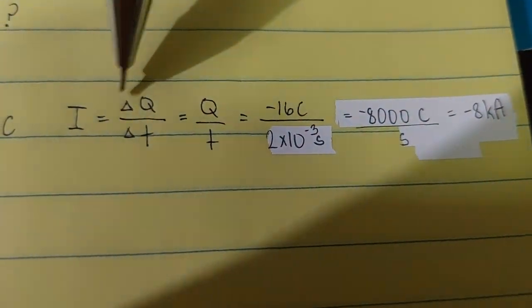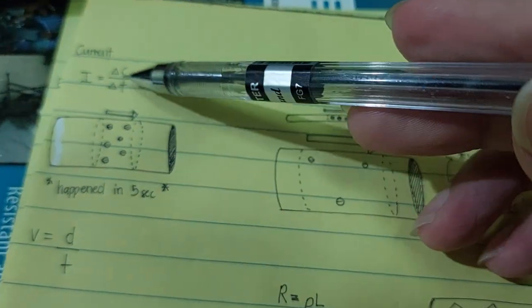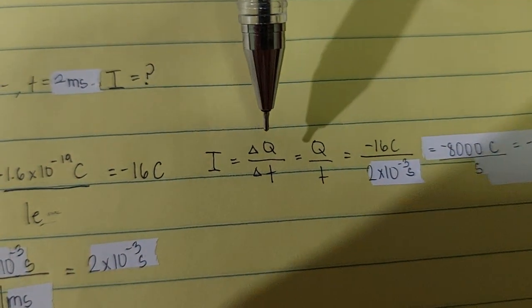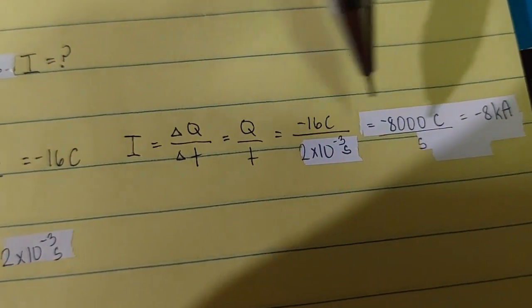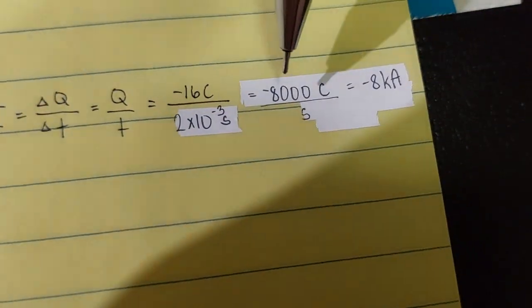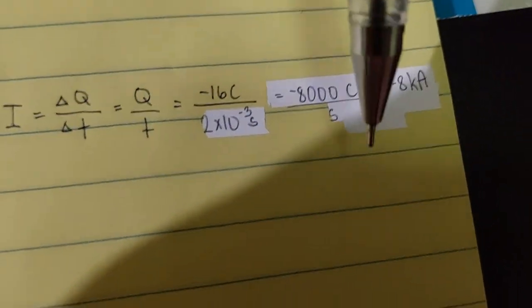So current is the change in charge over time. Oh yeah, by the way, it's supposed to be Q because charge. I don't know why I put C there, but ignore that mistake. Anyway, charge over time: negative 16 coulombs over 2 times 10 to the power of negative 3 seconds. Put that in your calculator and you'll end up with negative 8,000 coulombs per second.